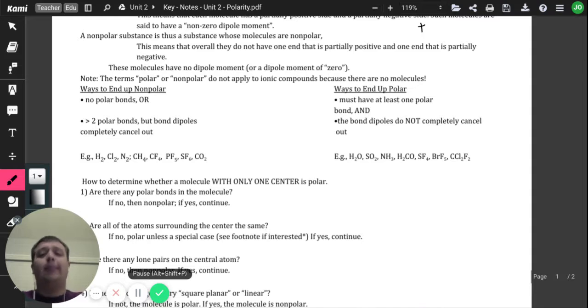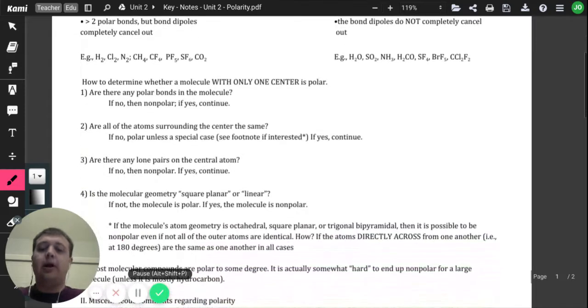So how about ending up polar? Well, we end up polar if we have at least one polar bond and they don't completely cancel each other out. Instead of everything on the outside being positive, we could have most things on the outside positive and one thing negative. Well, then they're not actually canceling out, right? I've got one side positive and one side negative.